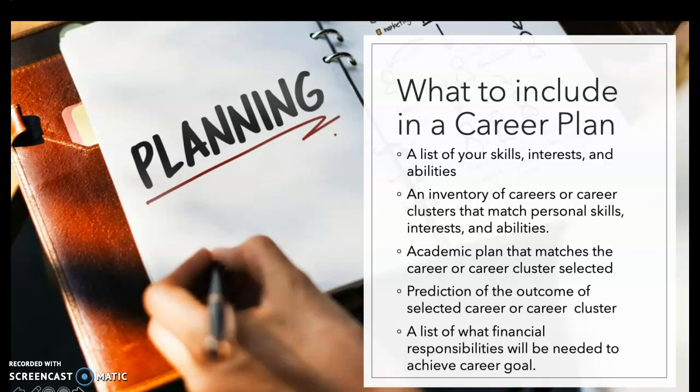Next, you need to have an academic plan that matches the career or career cluster selected. For instance, if you want to teach art, then you need to make sure that you take some art classes along the way. Then you're going to have a prediction of the outcome of selected career or career cluster. So out of those 16, maybe you narrow it down to just two.